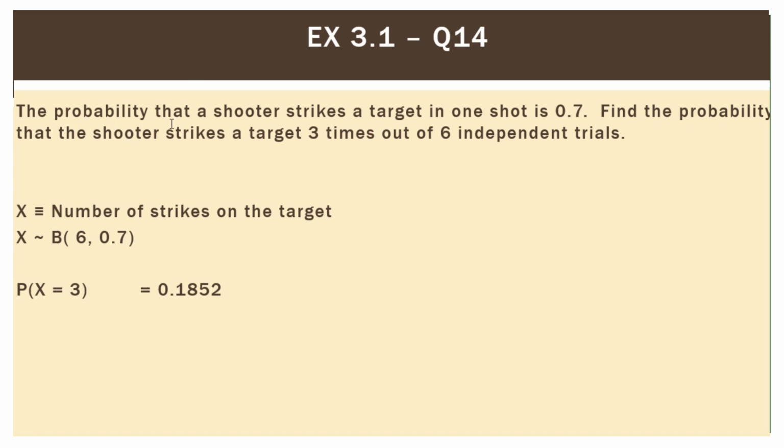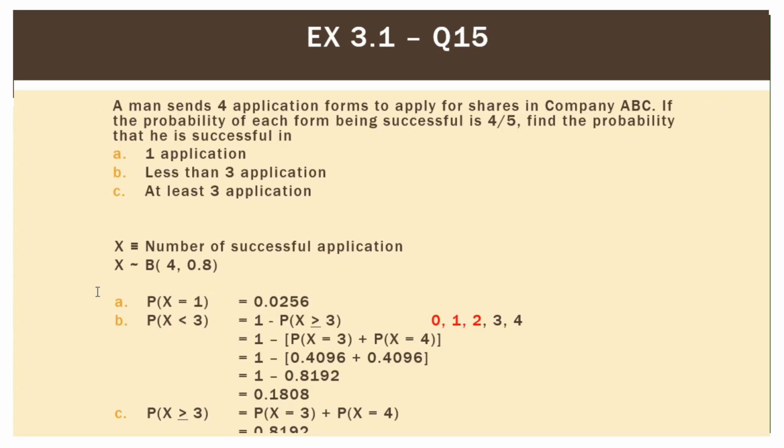The probability that a shooter strikes a target in one shot is 0.7. Find the probability that the shooter strikes the target 3 times out of 6 independent trials. 6 independent trials, that keyword there tells you the n. Okay, n is equal to 6. Number of times, you are looking for the number of times they strike the target, right? So your event is number of times the shooter strikes the target. So the p is 0.7, probability of X equals 3. You plug it into the calculator and you should be able to get the answer.